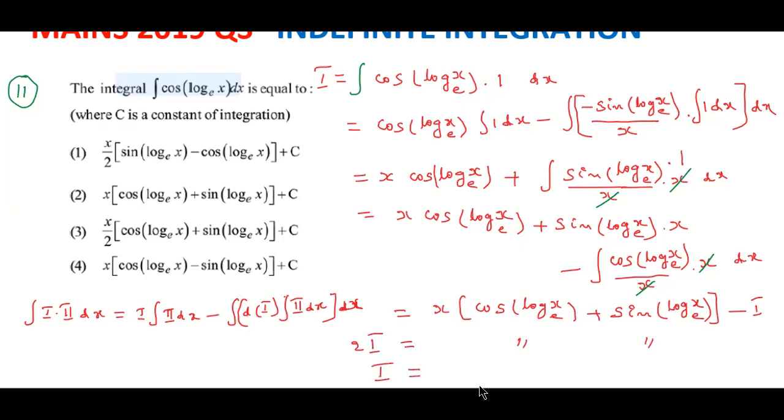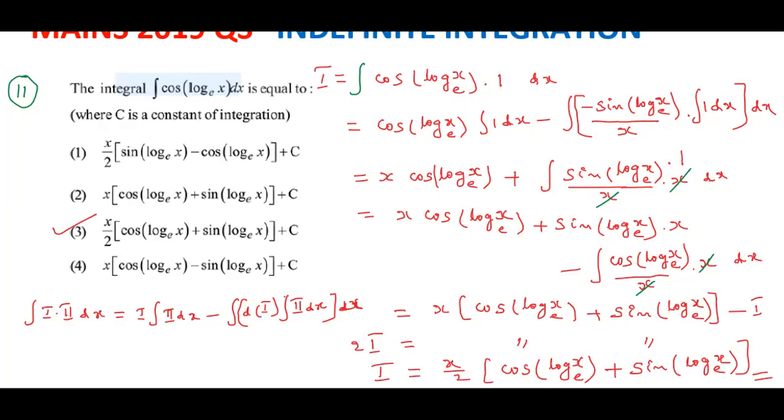I is equal to x by 2 into cos of logarithm x to the base e plus sine of logarithm x to the base e. This is the answer. See the options. Which option is correct? x by 2 is there in the first and third options. Now here it is positive, so the third option is correct. Students, have you understood?